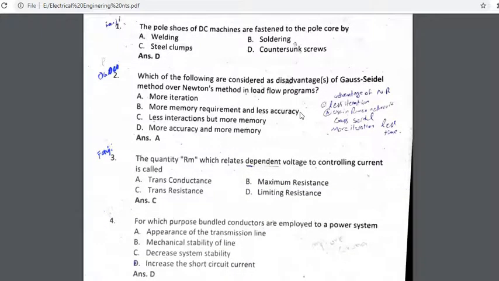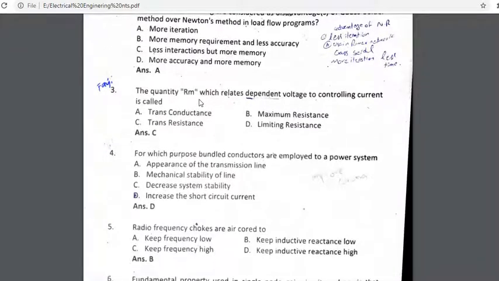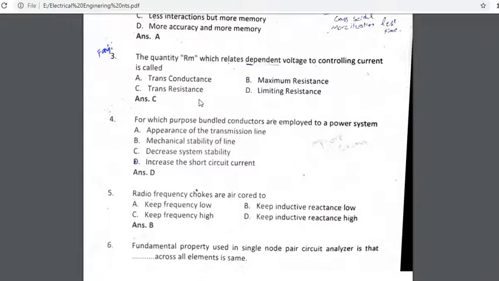And the second one is: which is the disadvantage of the Gauss-Seidel method over Newton's method? The main disadvantage is that there are more iterations in the Gauss-Seidel method. The third one is: the quantity Rm, which relates a dependent voltage to a control current, is called transresistance.